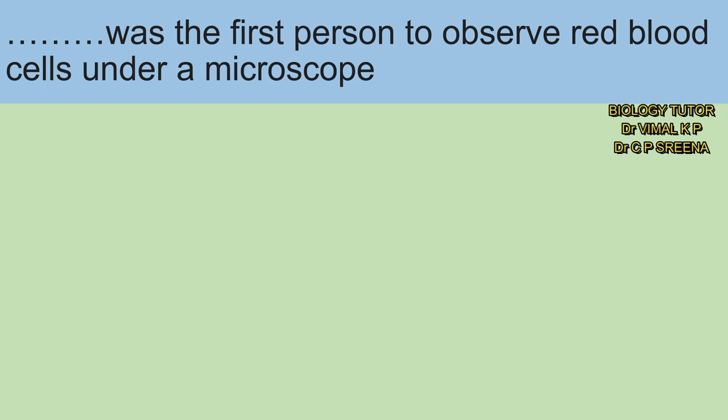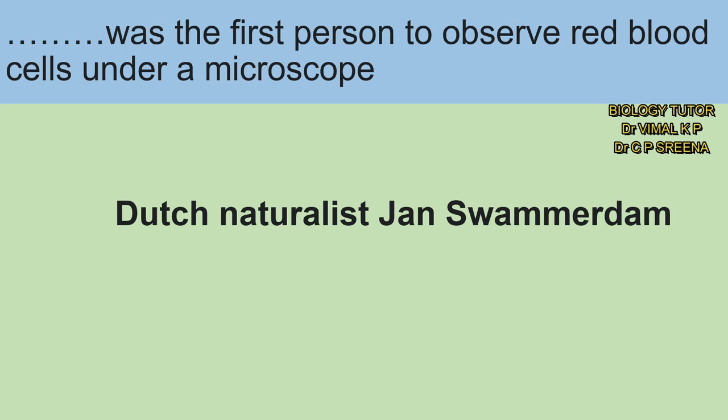Who was the first person to observe red blood cells under a microscope? Dutch naturalist Jan Swammerdam. His name is Jan Swammerdam, who observed RBCs under a microscope for the first time.